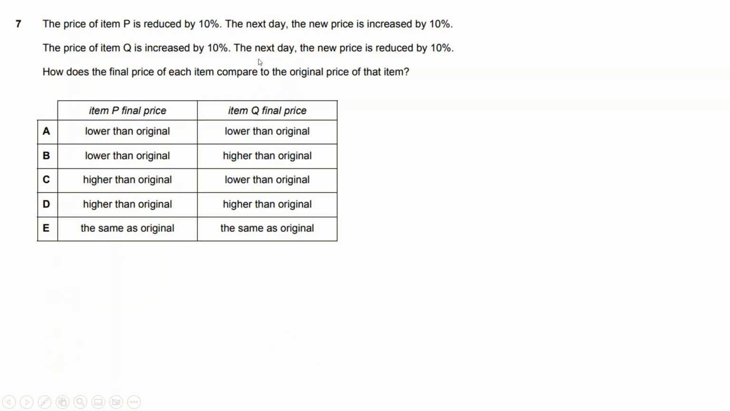Question number 7. So just pick a number here. Say p is 100. Reduce it by 10%. Well, that takes it down to 90. Increase it by 10%. Well, 10% of 90 is 9, so that gets to 99. That's the finishing price. So this one is lowered in price.